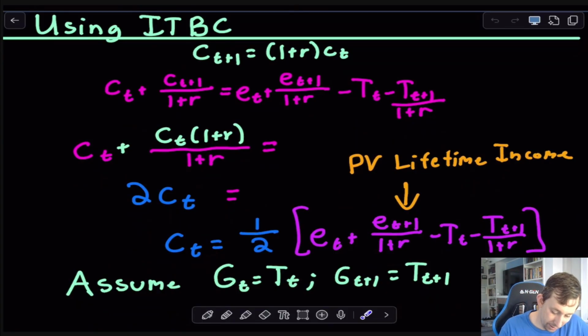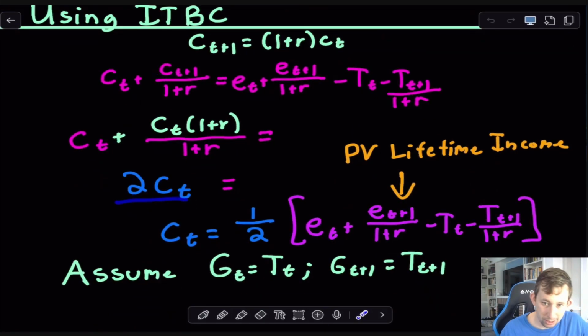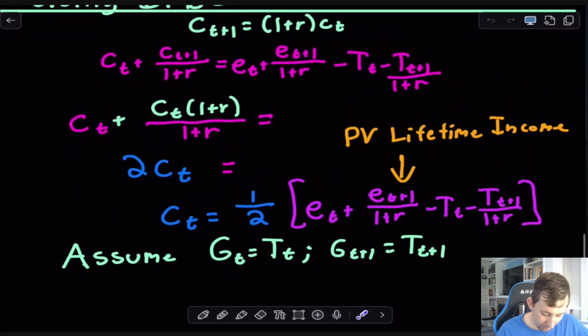What I'm going to say is, again, this guy here is our lifetime income, so I'm going to leave that alone for a second and really focus on replacing C_T plus 1 by 1 plus R C_T. So what I'm going to get is 2 C_T, which means that C_T is just 1/2 my lifetime income, and so we'll talk about this in a second. But basically, my optimal amount of consumption today is 1/2 of the present value of my lifetime income.